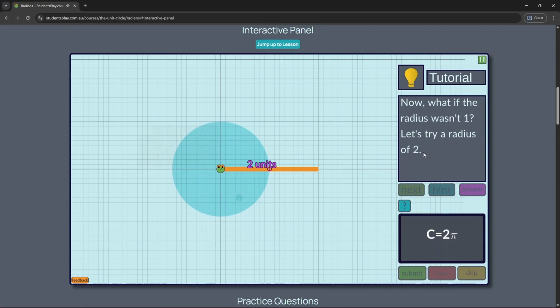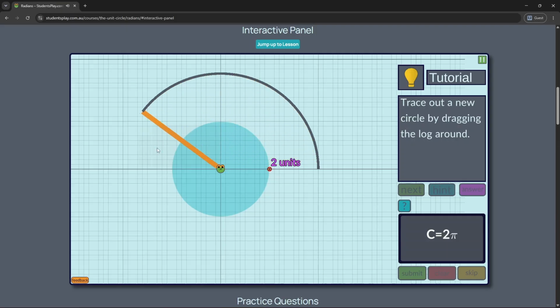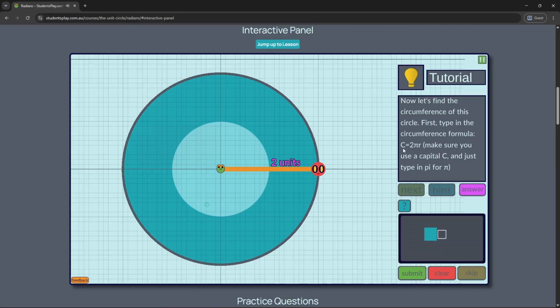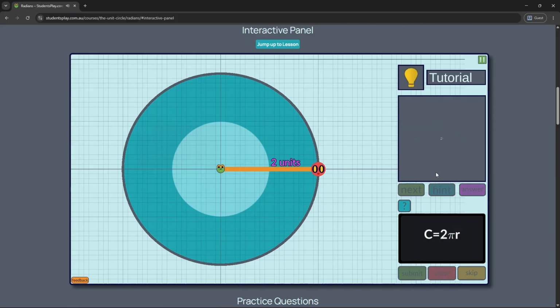Let's try a radius of 2. Trace out a new circle by dragging the log around. Alright, here we go. Now, let's find the circumference of this circle. First, type in the circumference formula, C equals 2 pi r. Make sure you use a capital C and just type in pi for pi. Okay, capital C equals 2 pi r.